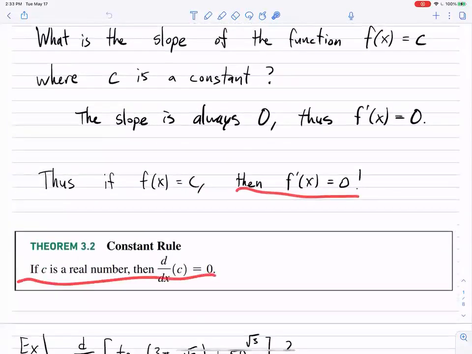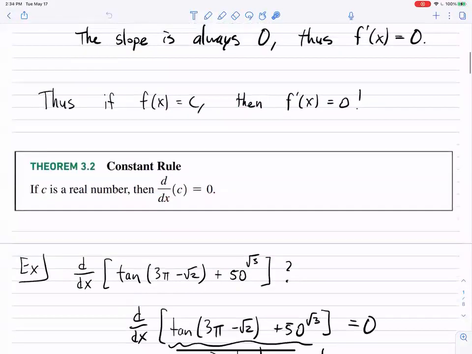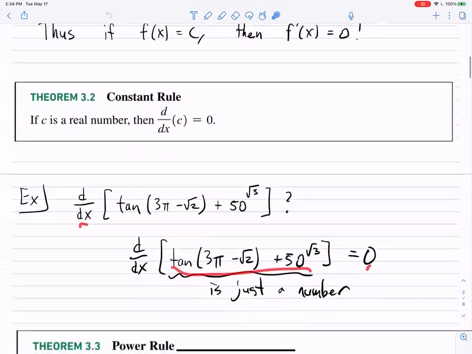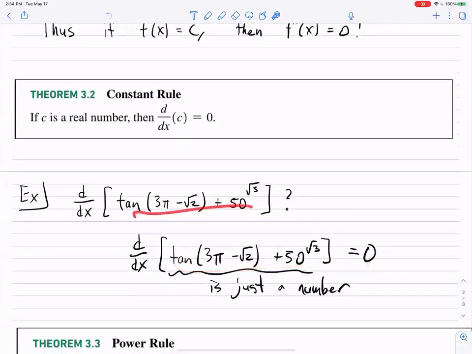And so we get our first differentiation rule. Most of the time, we're going to write them in Leibniz notation just because it looks prettier. So if c is a real number, the derivative of that real number is 0. And that's true for any real number. So even this really, really disgusting real number, tangent of 3 pi minus square root 2 plus 50 to the root 3 power, if I want to take the derivative of it, this is just a number, and so it's 0. So the derivative of any number, no matter how disgusting it is, as long as it's a number and not a function, not a variable, its derivative will always be 0.